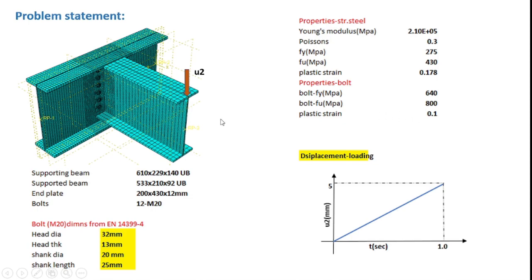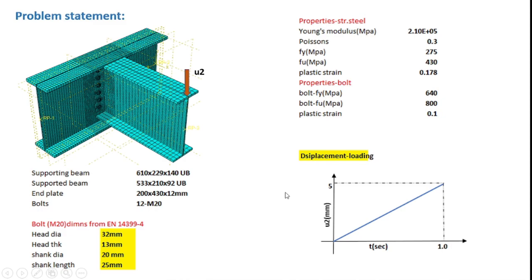Please remember that in this case, the required shear loading is mobilized through a displacement loading U2, and the displacement loading is shown here. It is applied over a time span of 1 second, and the maximum value is 5 millimeters. This maximum value of the displacement is pre-calculated based on the shear capacity of the supported beam at the end plate. We calculated this shear capacity to be of the order of 650 kilonewton, and to mobilize this 650 kilonewton we pre-calculated the displacement requirement as 5 mm.